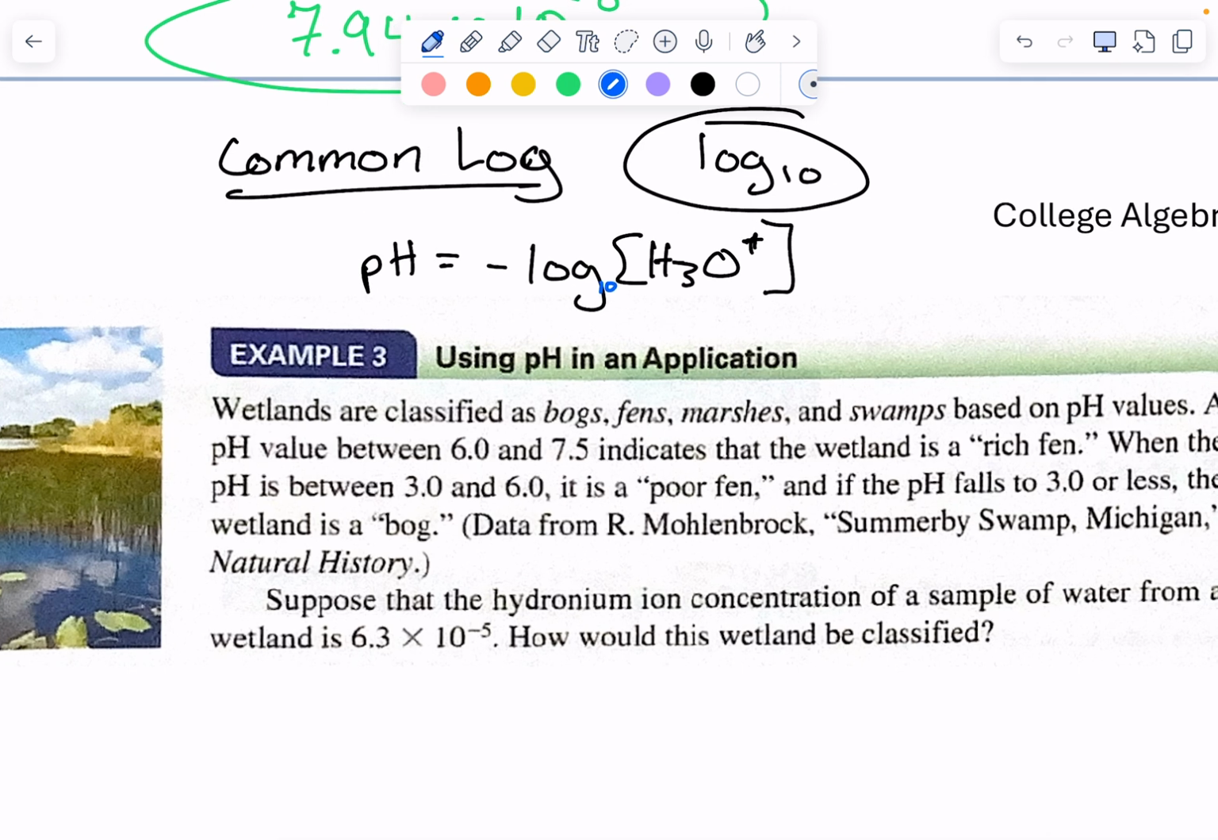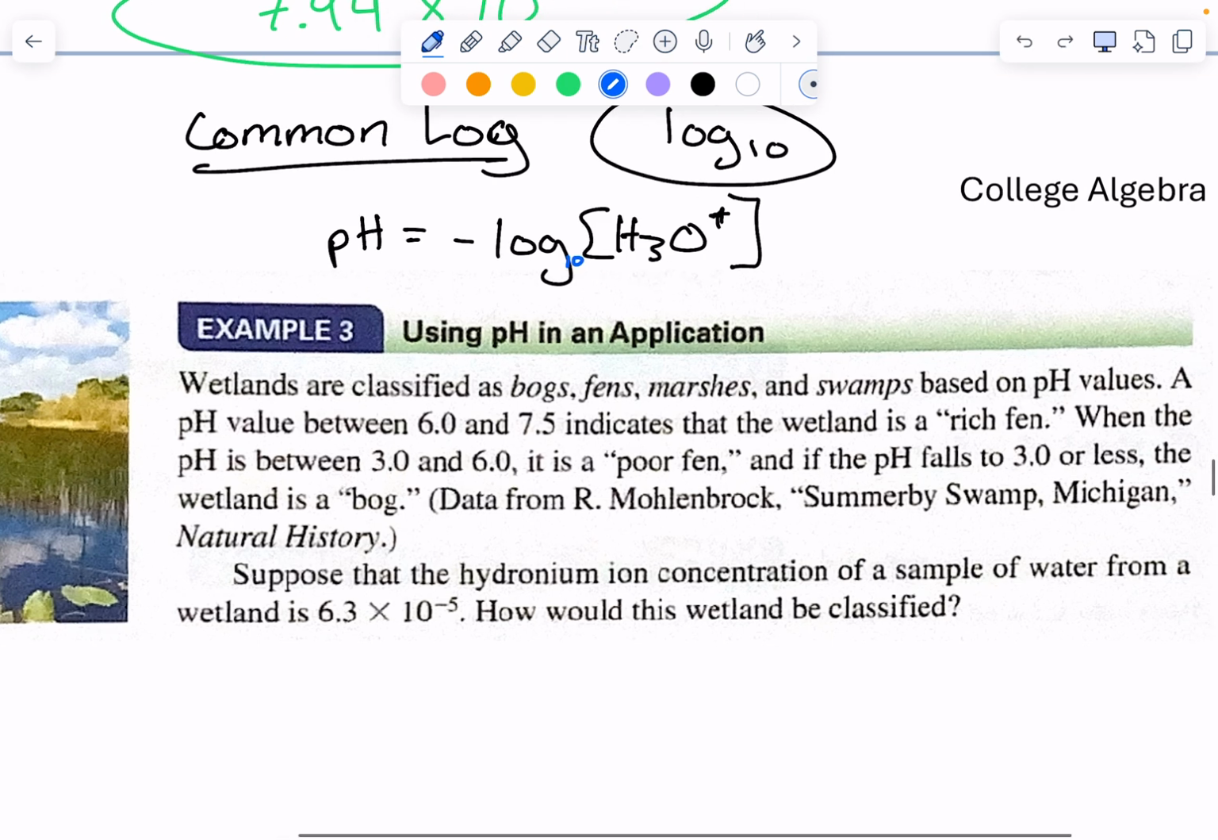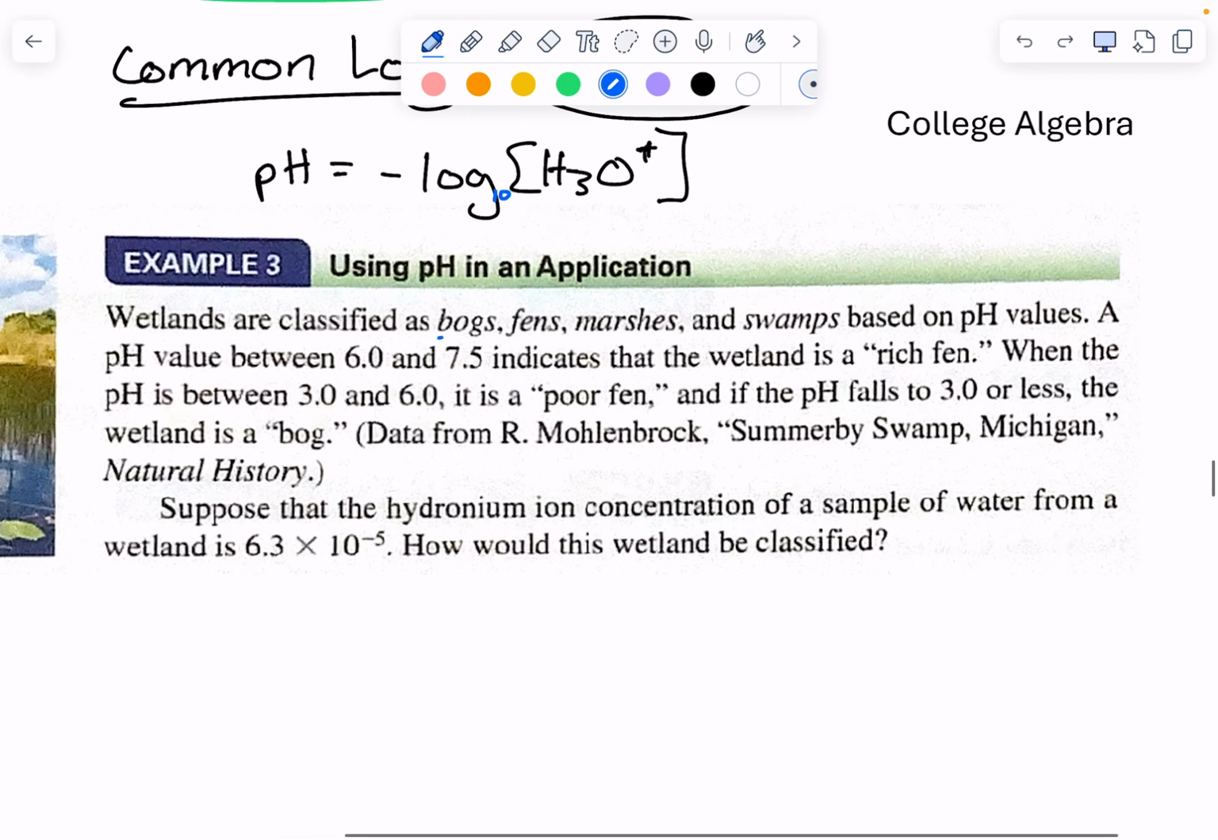They gave it to us where we plugged stuff in here and we calculate it, and they gave it to us where we plugged stuff in here and we work backwards, okay? And so that's what this next problem is going to be like. Wetlands are classified as bogs, fens, marshes, and swamps. You do have a homework assignment that's asking about the same stuff, like is it a swamp, is it a marsh, right? Okay, so you'll have to come back to example 3, and I think it says that on your homework assignment.